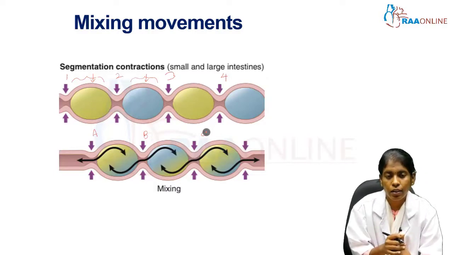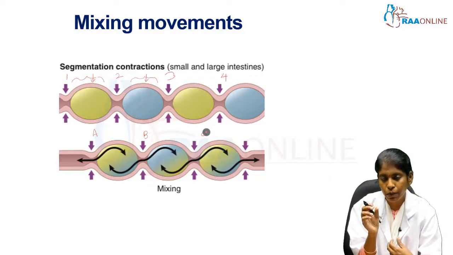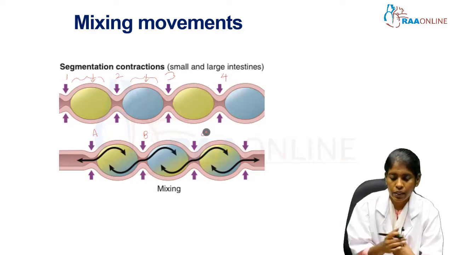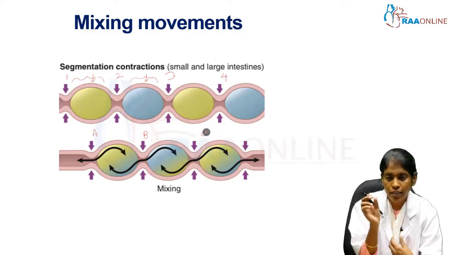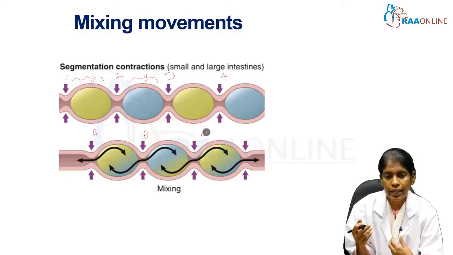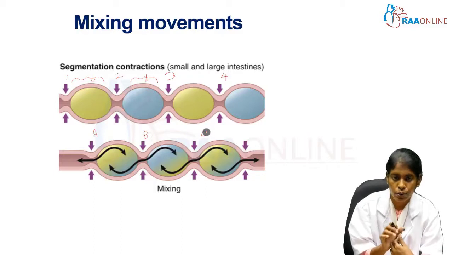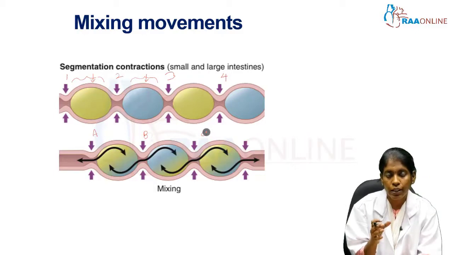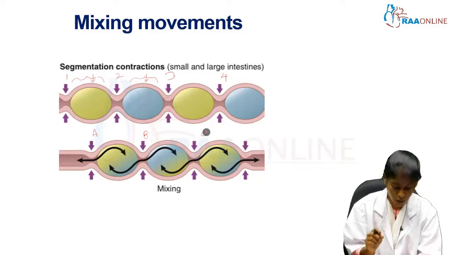They will actually decrease the unstirred water layer. This water layer is present near the apical membrane of the enterocytes. So these mixing movements will decrease the unstirred water layer near the apical membrane of the enterocytes, thereby facilitating the absorption of the food nutrients into the enterocytes. So that's all about the mixing movements, and these mixing movements are caused by the constriction of the circular muscle present in the gut wall.